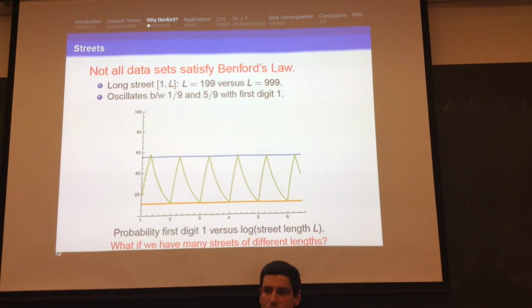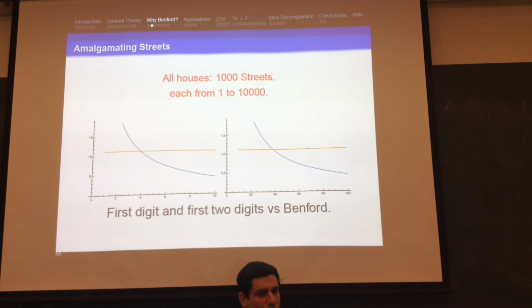What if we have many streets of different lengths? We are not a communist society yet. We are allowed to have streets of different lengths. Let's look and see what happens. So I'm choosing now 1,000 streets. Each street is numbered from 1 to 10,000. Here in the solid blue is the Benford. Here is my histogram. And not surprisingly, you can see that it is not even close to Benford.